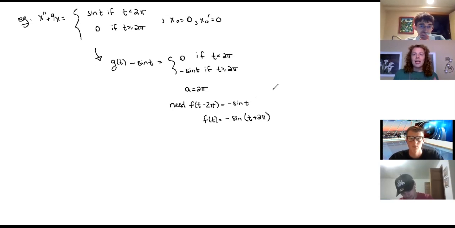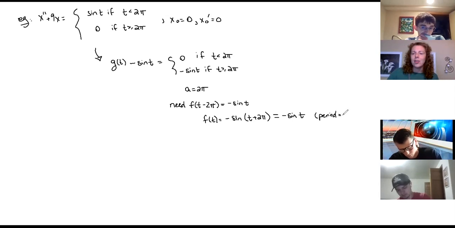But this is cool. Sine is periodic. So basically what I've done is shifted this sine function by 2 pi. If I shift a sine function by 2 pi, I superimpose it on itself, right? It doesn't look like it moved at all. So this can just be negative sine of t because you have a period of 2 pi. With a sine or a cosine, that doesn't change the function at all. So I can just have negative sine of t. That's really cool. We like that.